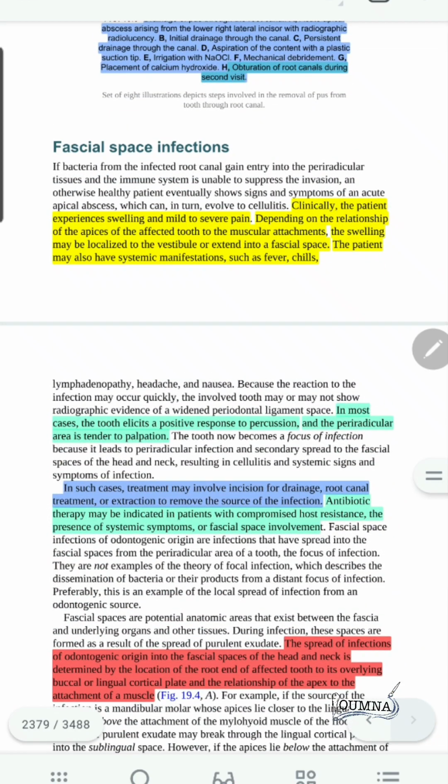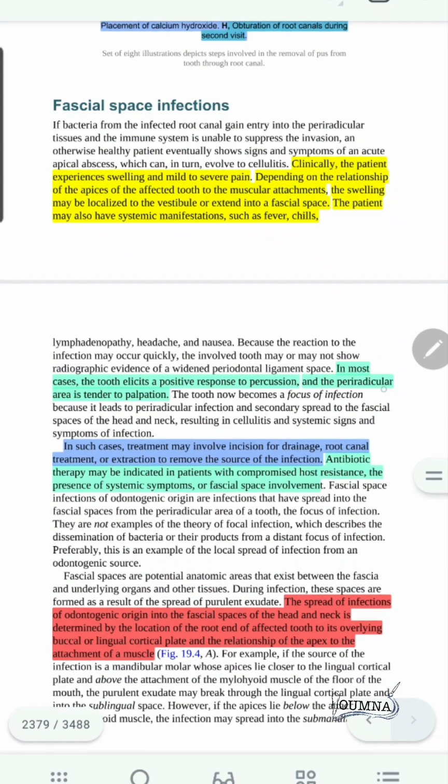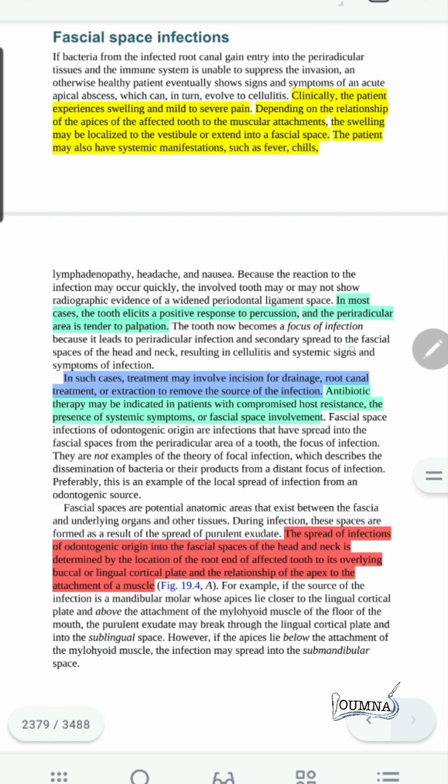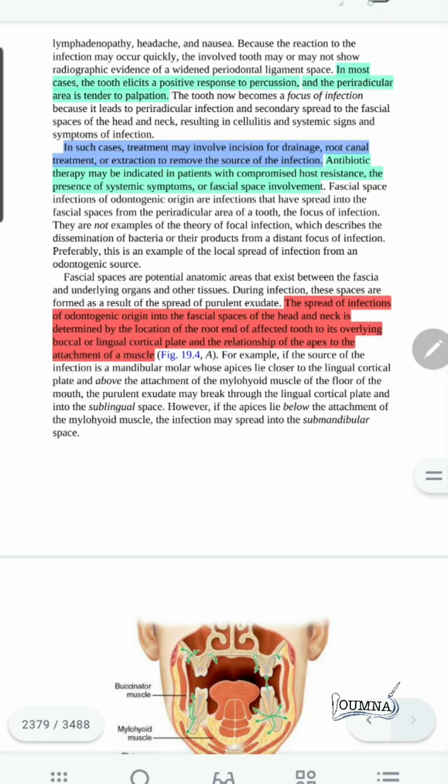Now let's discuss an emergency case that is actually dangerous, which is the facial space infections. The patient experiences swelling and mild to severe pain. Depending on the relationship of the apex of the affected tooth to the muscular attachment, the swelling may be localized to the vestibule or extend into the facial spaces. The patient may also have systemic manifestations such as fevers and chills. Rapid incision and drainage is crucial.